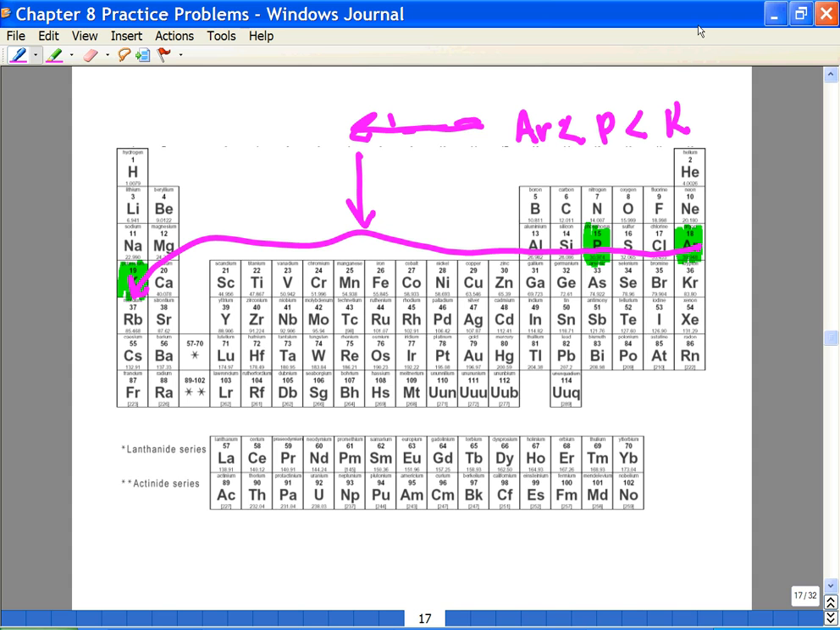So therefore, I got this backwards because it asks us for decreasing metallic character. This is increasing. So the correct order for decreasing metallic character would be potassium, phosphorus, and arsenic. So potassium is most like a metal, and arsenic is least like a metal according to our trend.